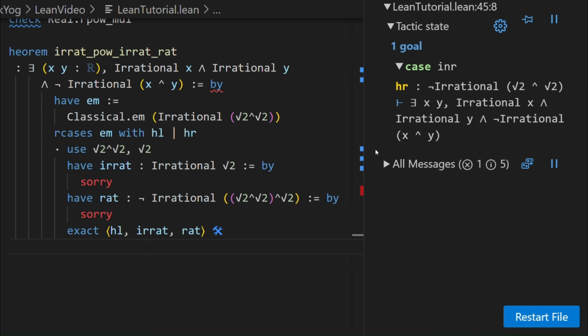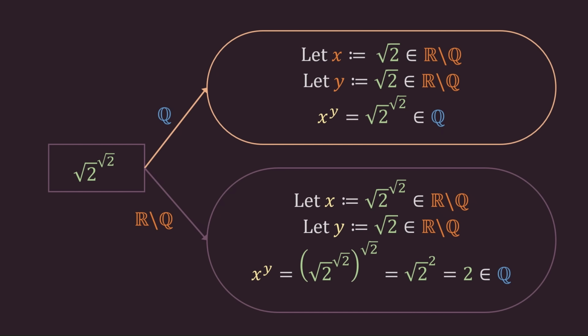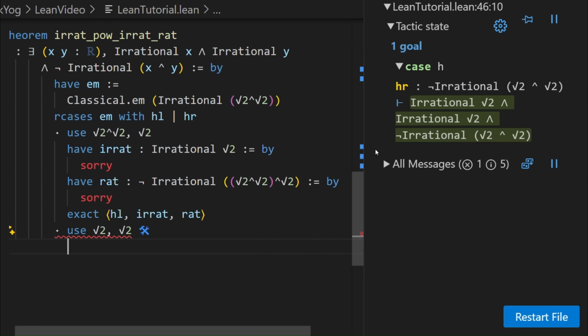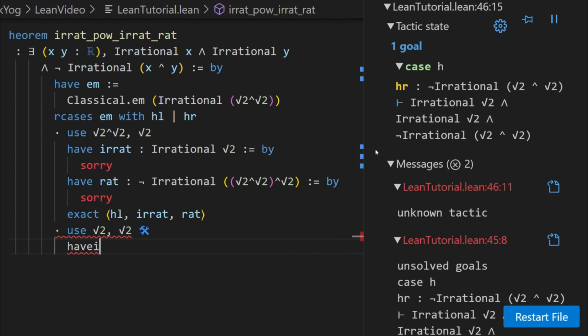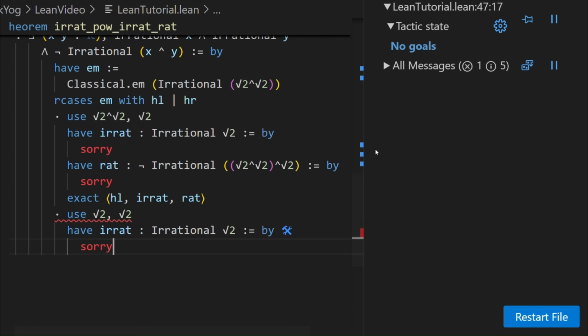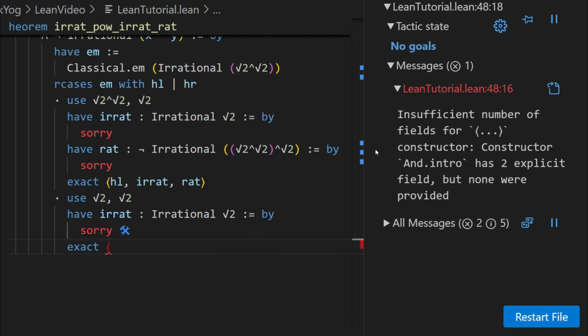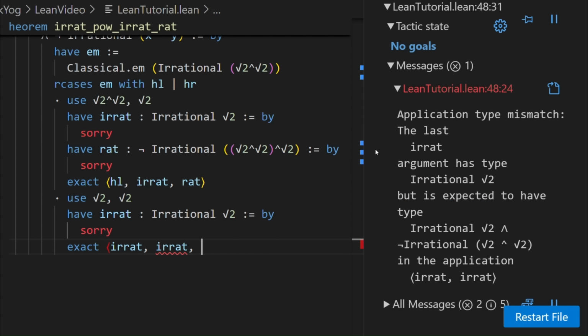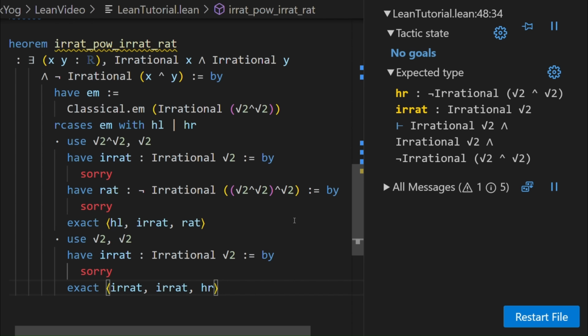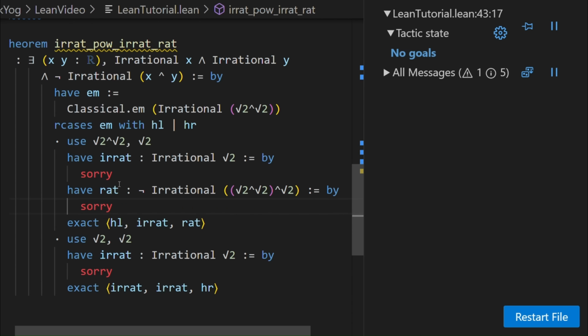Similarly, for hr, we need x and y both to be square root 2. So, use square root 2 and square root 2. Again, have irrat be the proof that square root 2 is irrational. The goal is now exactly the proof irrat twice and hr put together. And we're done. All we have to do is fill in the sorries.